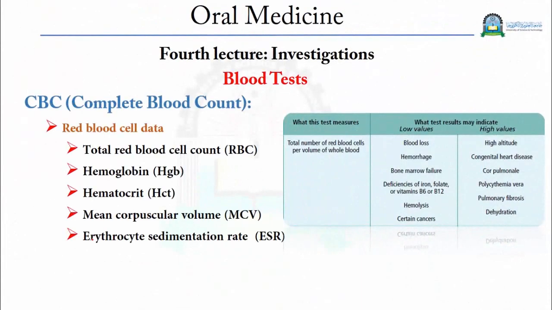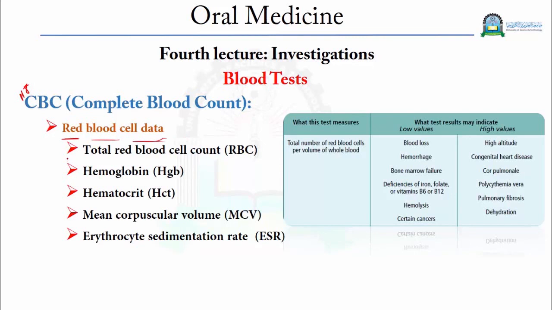These are the types of proteins which can be evaluated in a sample of blood, in the plasma component. The first test which can be ordered, and I think it is the most commonly ordered test from the blood tests, is the complete blood count, CBC. CBC contains the red blood cell level, data about the red blood cells.